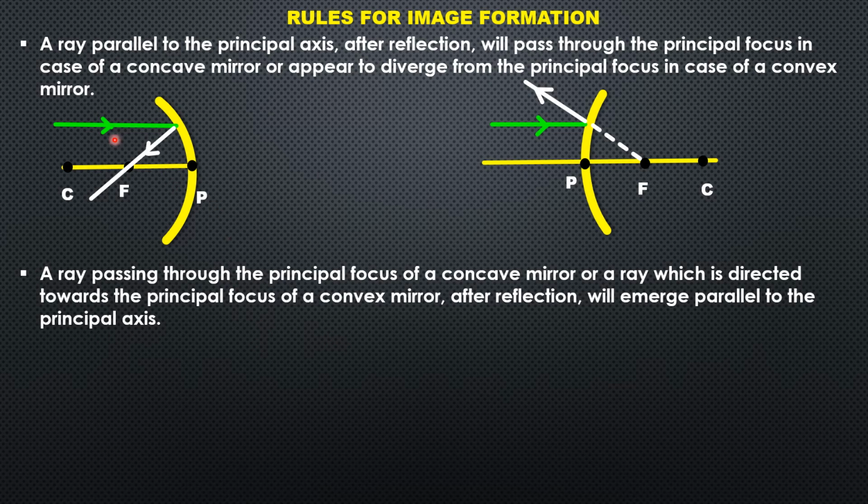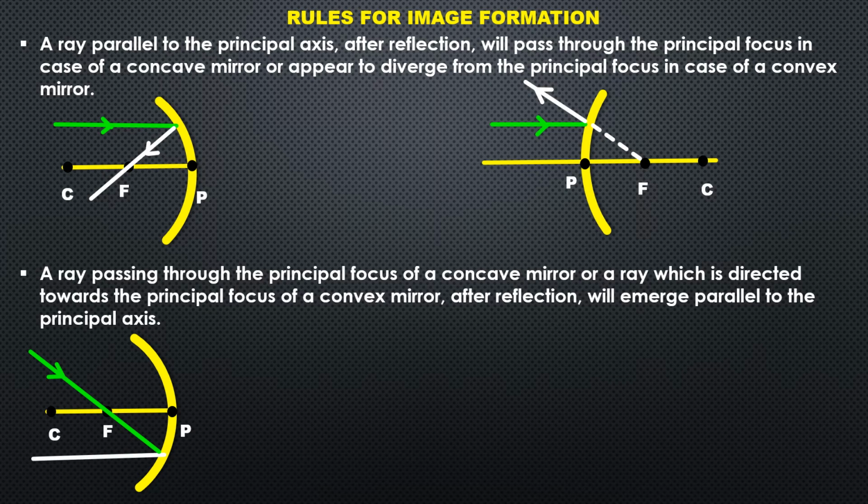The second case is the reverse of the first rule. We will see through a diagram. Again, we take a concave mirror, we draw the principal axis, and we mark the pole, principal focus, and the center of curvature. Now, a light ray which is initially passing through the principal focus, then after reflection, it becomes parallel to the principal axis.